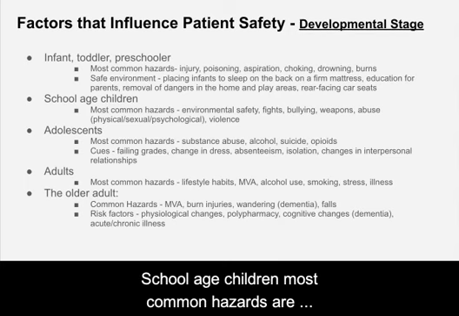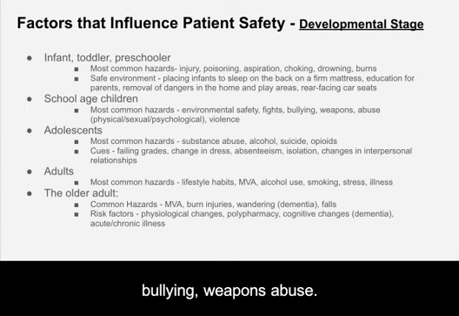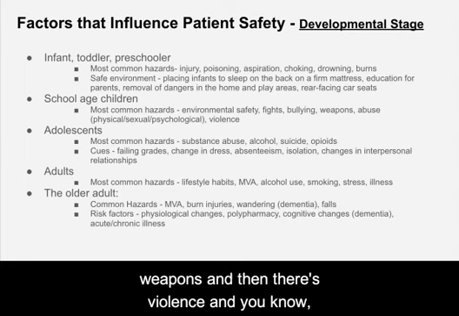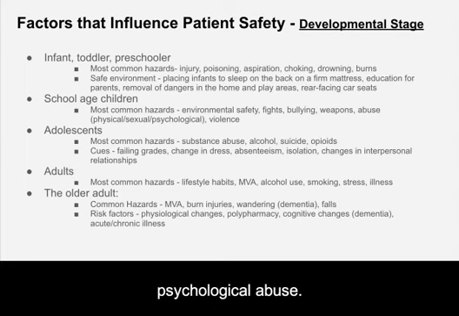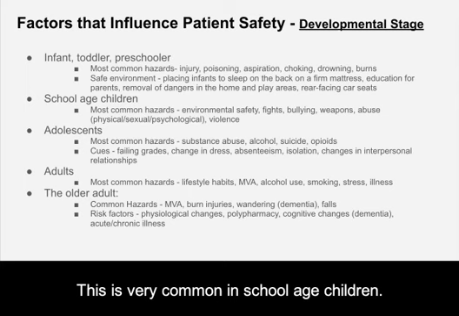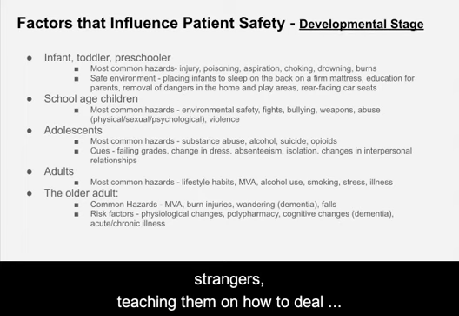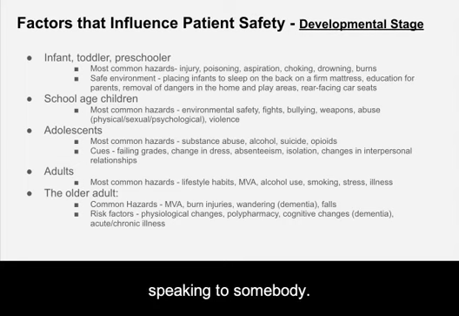School-age children. Most common hazards are environmental safety, fights, bullying, weapons, abuse. Unfortunately, children are coming to school with weapons, and then there's violence and physical, sexual, psychological abuse. This is very common in school-age children. So educating them about how to stay safe is important. Teaching them about strangers, teaching them on how to deal with bullying, and speaking to a safe adult.